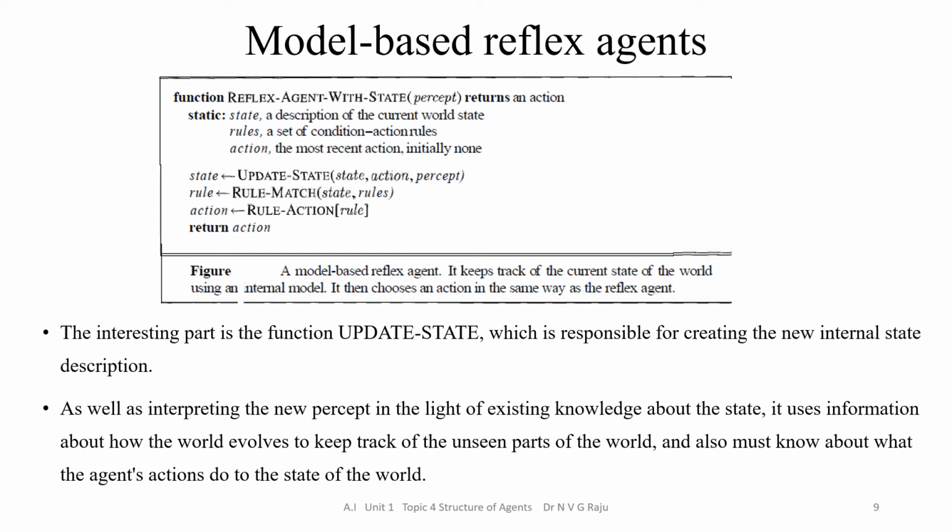In the previous slide, we observed the structure of the reflex agent with internal state, showing how the current percept is combined with the old internal state to generate an updated description of the current state. An interesting part of this algorithm is update state, which is responsible for creating the new internal state description as well as interpreting the new percept in the light of existing knowledge about the state. It uses information about how the world evolves to keep track of unseen parts of the world, and also must know what the agent's actions do to the state of the world.